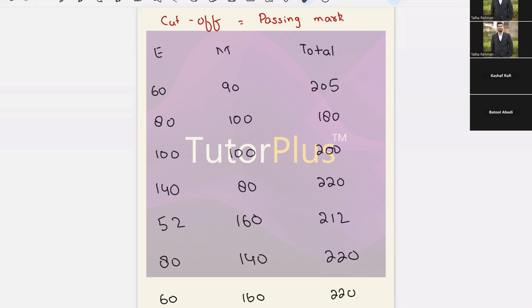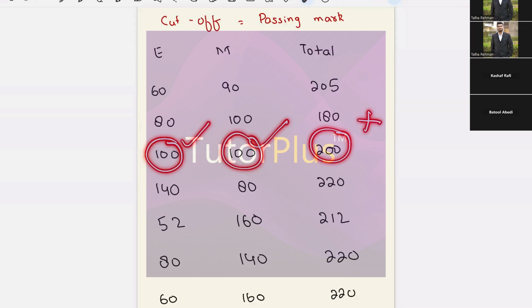Likewise, if we were to talk about this person, you could see this person has gotten 100 in English, 100 in maths, but once again, this person apparently has failed the test. Why? Because this person is 5 marks short of the total marks, which is why this person will simply not be able to get in.